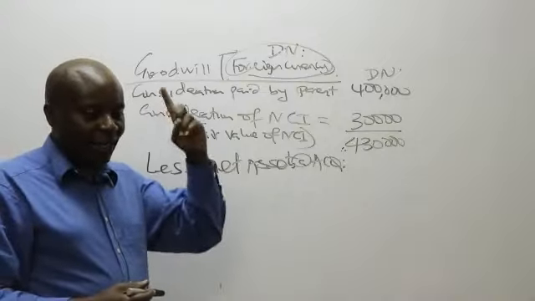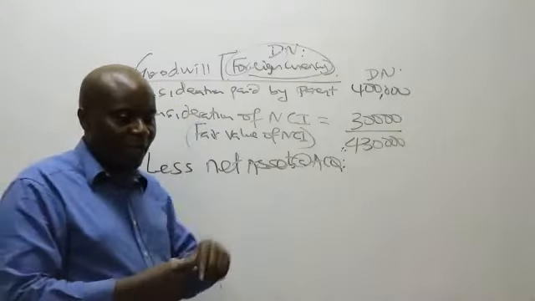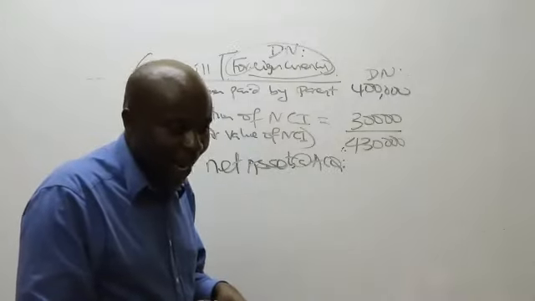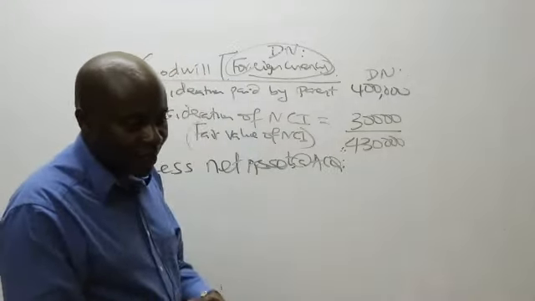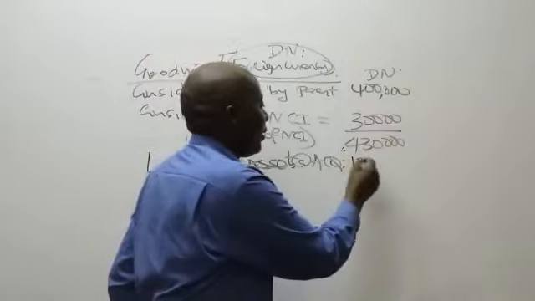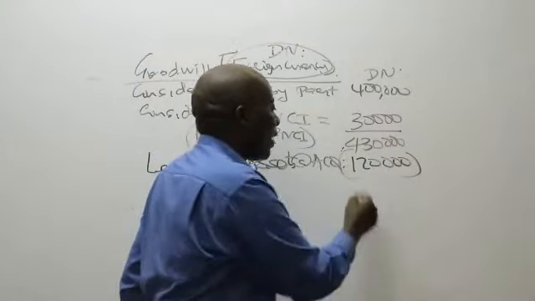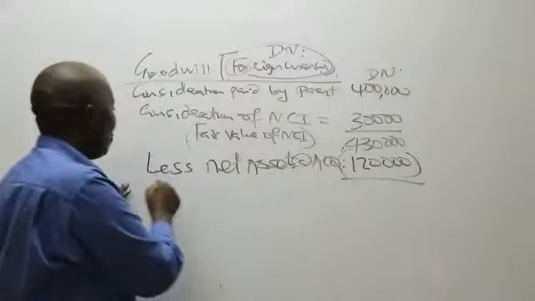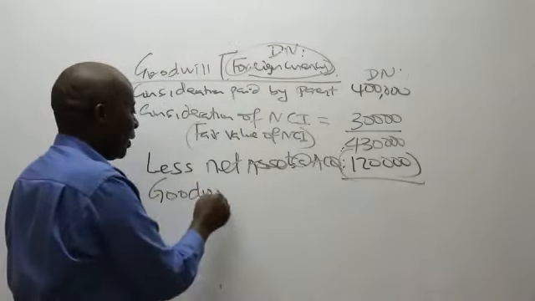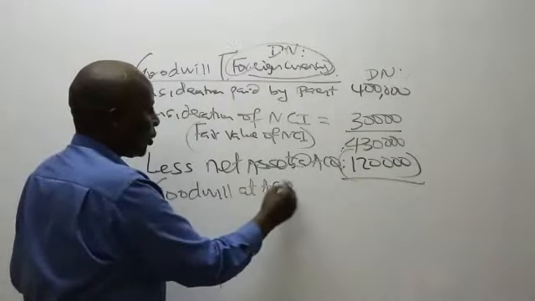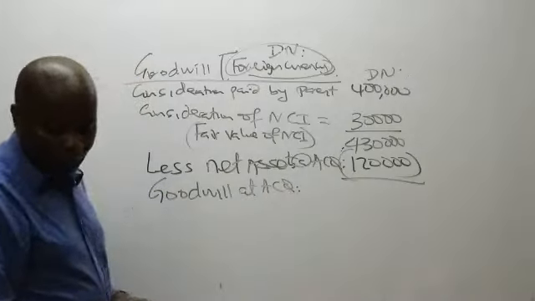Yes. In DN, how much? 120,000. So could you kindly subtract here for you to be able to give me what we call goodwill at acquisition.